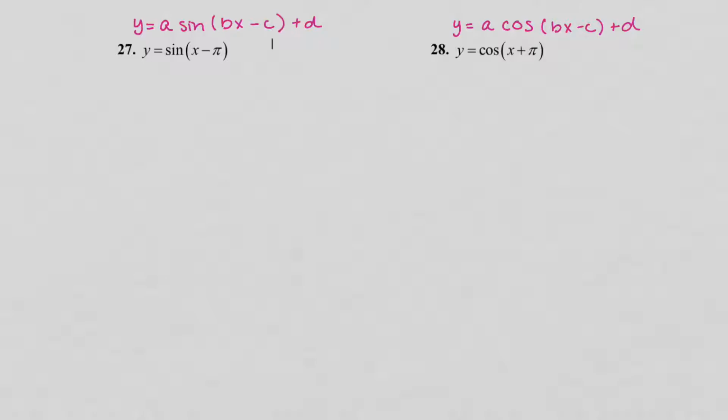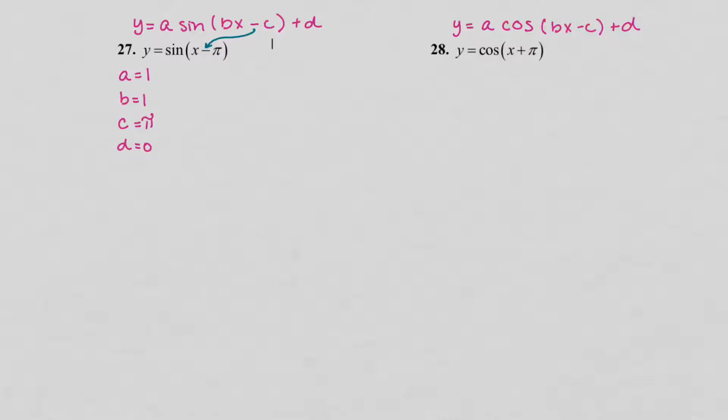So for number 27, the sine function, a is 1 because there's no multiplier in front of the sine. B is 1 because there's no multiplier in front of x. C, and remember that this negative sign is part of the equation, so for us, c is equal to pi, right? Remember that x minus pi means a shift to the right pi units, and that means c is positive pi. And then in this equation, d is 0.